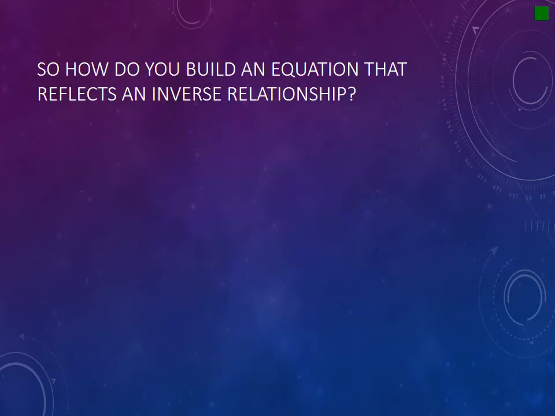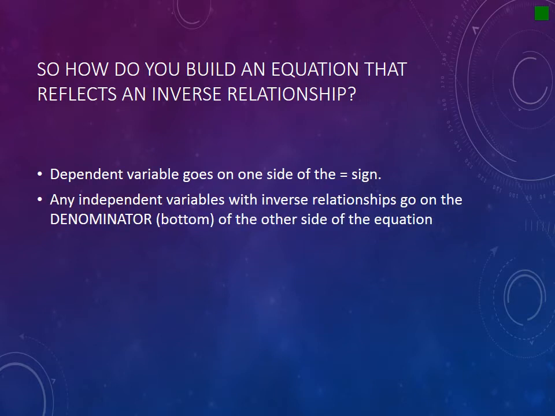So how do you build an equation that reflects an inverse relationship? We're going to build it the same way we built the linear relationship. We're going to start with our dependent variable, which is teacher niceness, and we're going to put it on one side of the equal sign. Our next step is to take our independent variable with an inverse relationship, the amount of homework given, and we're going to put it in the denominator position on the other side of our equal sign. And it looks like this, where niceness equals 1 over homework given.